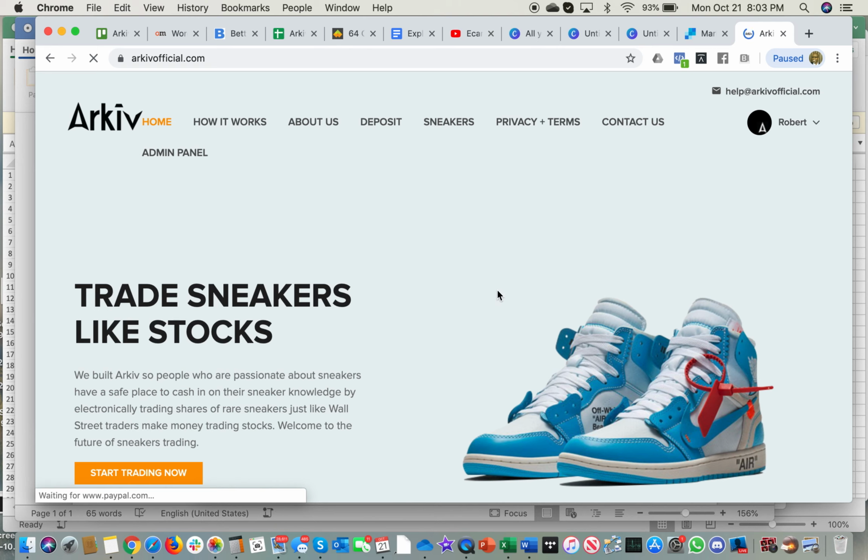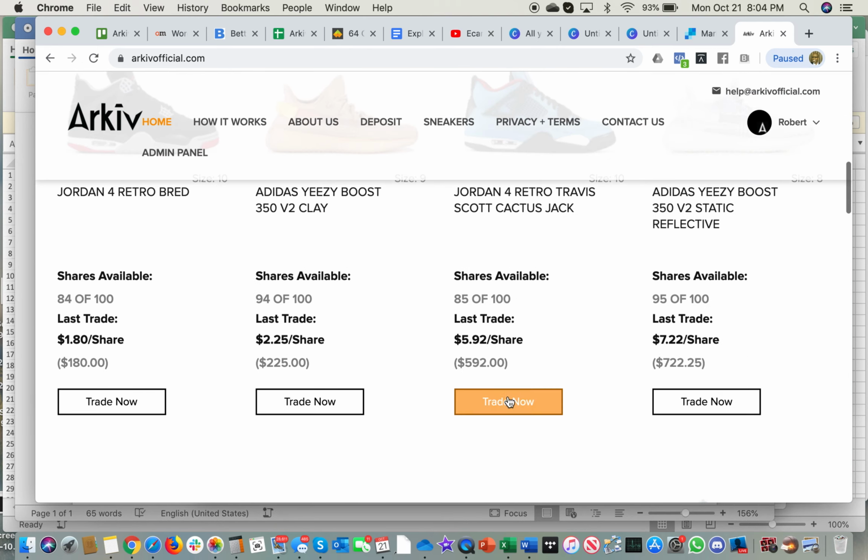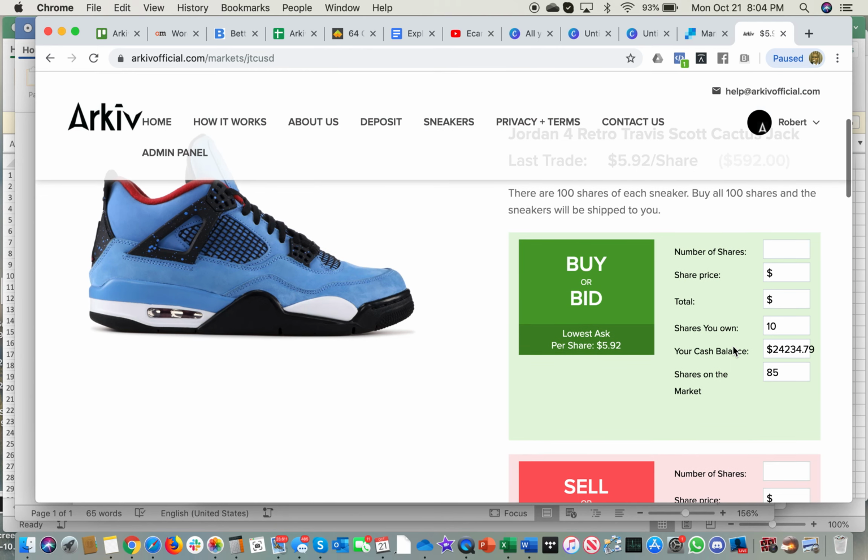So let's go back home. Click the Travis Scotts. Love these kicks, by the way. We're going to do 2 shares. Remember, our bids field was 0. Share price $5.25, that's $10.50. Already own 10 shares. Because we're bidding beneath the 592, we won't get them.